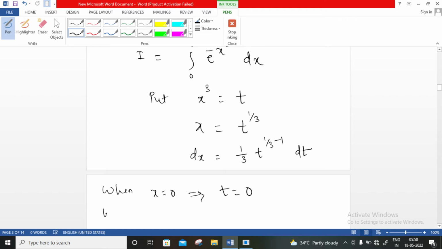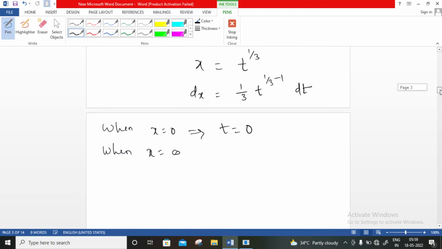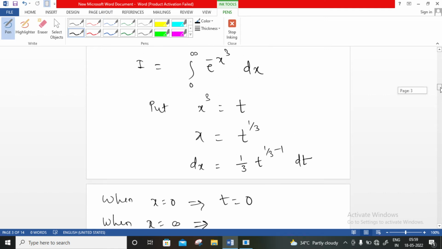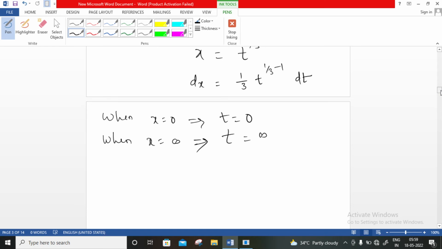When x equal to infinity, here the upper limit is infinity, so you put x equal to infinity, so infinity raised to 3 gives the value of t, which is again infinity. Now you put this new variable in I, so your I becomes integration 0 to infinity e raised to minus x cube, but I consider x cube as t, so e raised to minus t into dx. Dx is 1 upon 3 t raised to 1 by 3 minus 1 into dt.